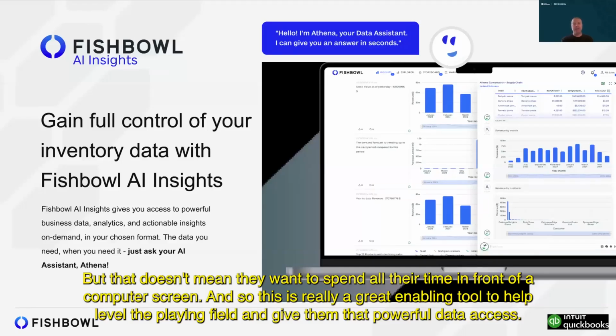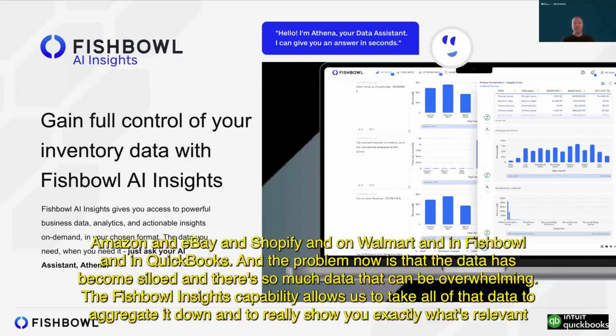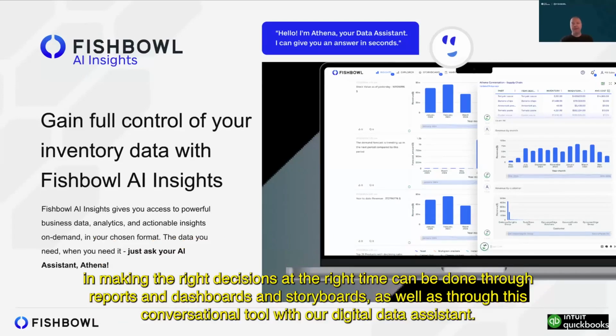And as it turns out, over the years we have so much more information in systems than we've ever had. Those integrations I was referencing earlier are a great example of that. We've got order data in Amazon and eBay and Shopify and Walmart and in Fishbowl and in QuickBooks, and the problem now is that the data has become siloed, and there's so much data it can be overwhelming. The Fishbowl Insights capability allows us to take all of that data, aggregate it down, and show you exactly what's relevant in making the right decisions at the right time. It can be done through reports and dashboards and storyboards, as well as through this conversational tool with our digital data assistant.